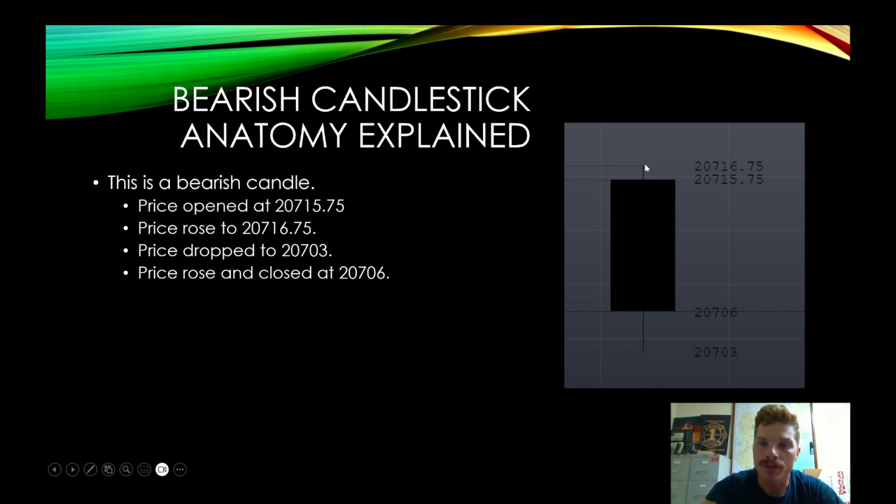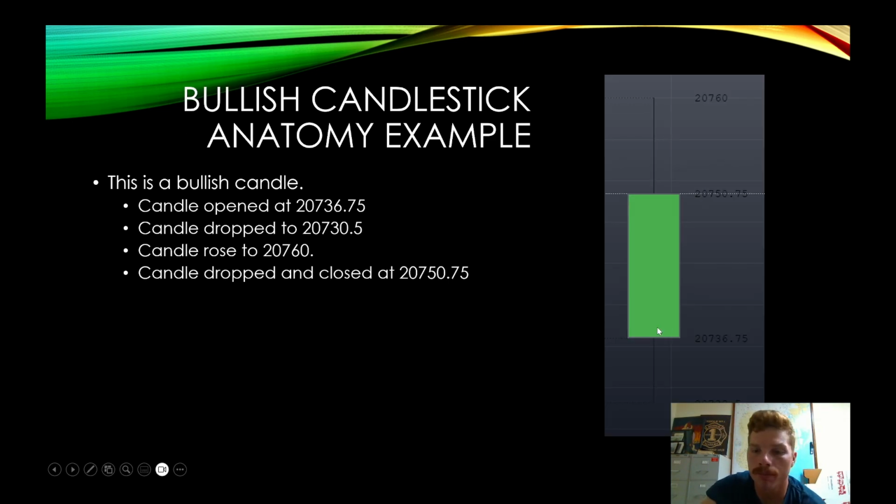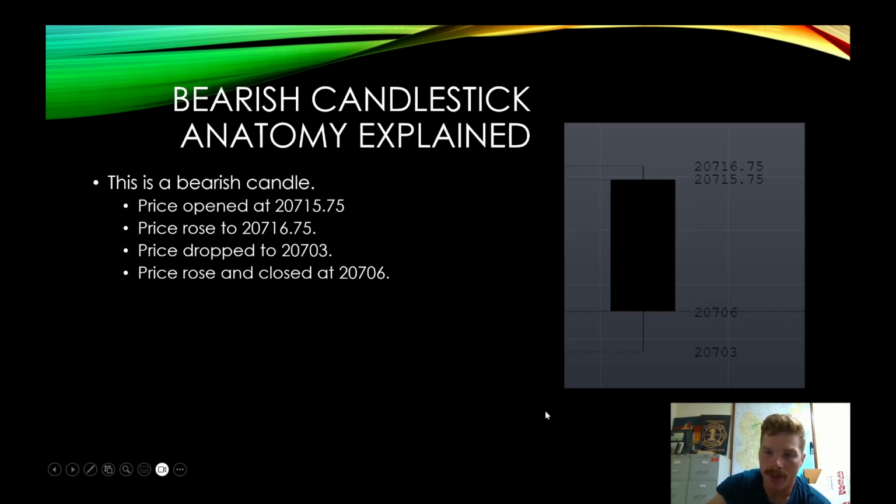For example, it rose to 20,716.75, dropped to 20,703, and then buyers came back, not in control, but trying to buy some price up to 20,706. So for example, let's go back over it. Bullish candles open, hit this price, closed. Bearish, opened, hit this price, and then closed.